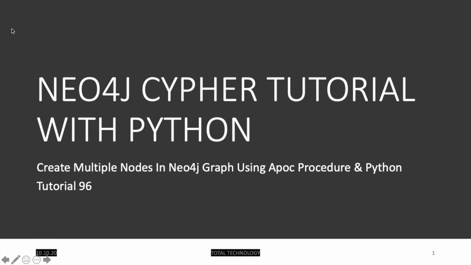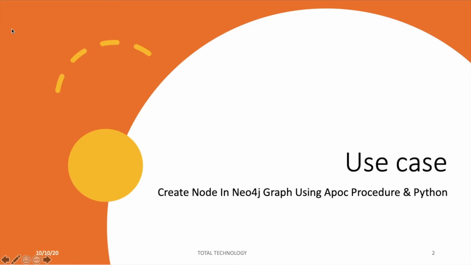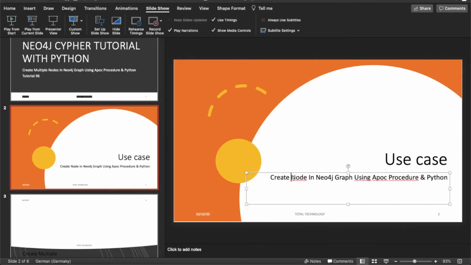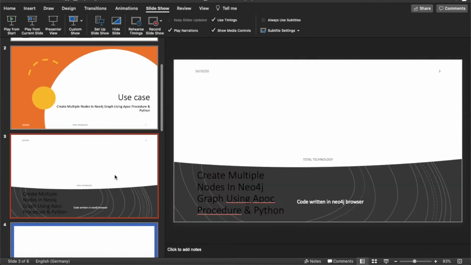Just remember there is a difference between single node and multiple nodes. In this tutorial we'll create multiple nodes using a single-line apoc procedure, and after that we'll do the same thing using Python. So, create multiple nodes in your Neo4j graph using the apoc procedure. That is why I wrote this in front of you, so you understand the difference. There isn't much theory required.